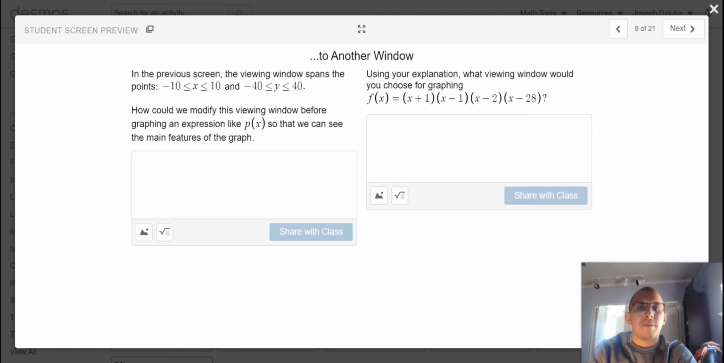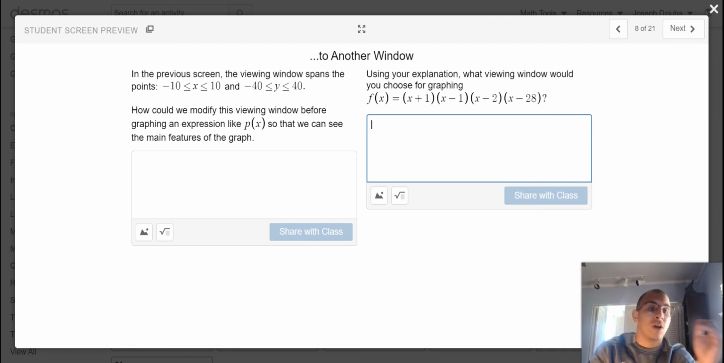After we arrive at that, right, what viewing window would we choose for graphing this polynomial? Right, currently it's in factored form. As I mentioned previously, there are pros and cons. One of the big cons to factored form is it does not really take into effect the behavior of the function over larger values, right? So something to take into consideration when you're trying to determine what viewing window you would choose for graphing.